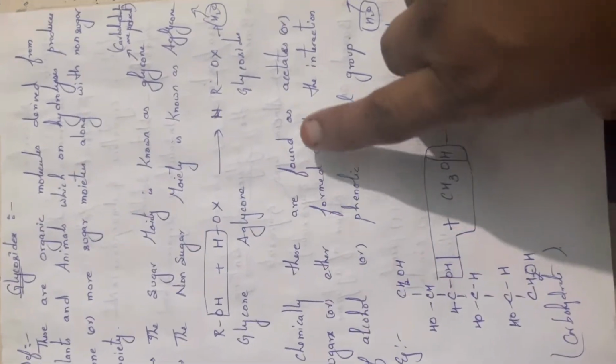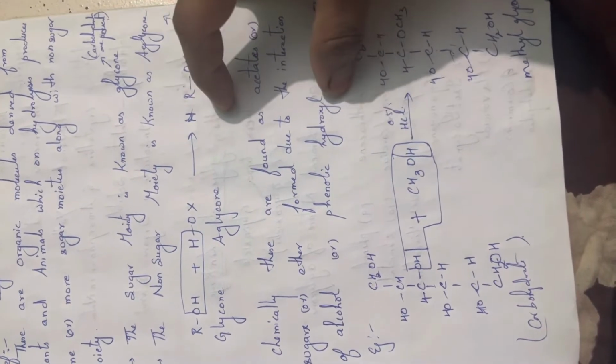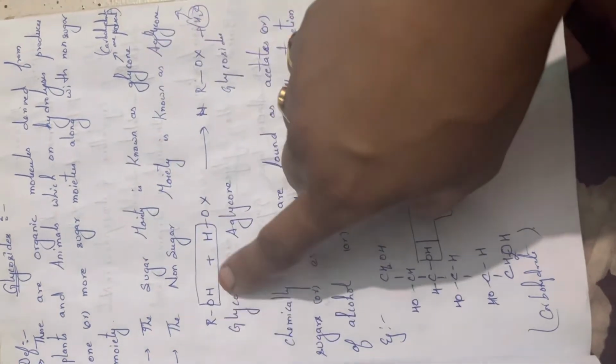Chemically, these are found as acetals or sugars or ethers, formed due to the interaction of an alcohol or phenolic hydroxyl group. So how are they formed? When they interact with an alcohol or phenolic hydroxyl group, they form acetals or ethers.